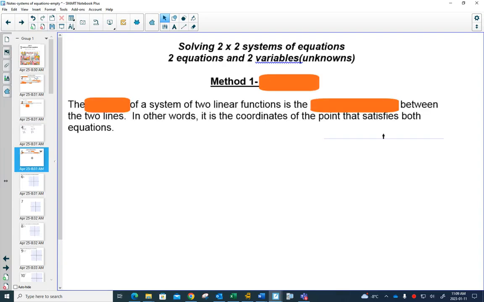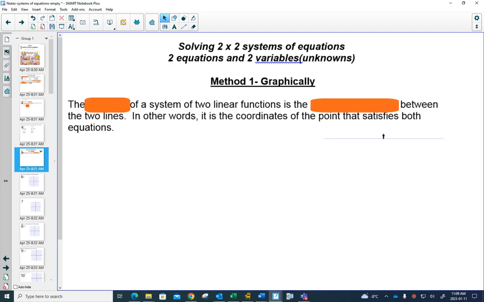So we are going to learn some methods to solve these. Method number 1 is called graph. If you can draw it nicely, and the graphs match up perfectly at a point, then you can say that's the point where they have the solution.